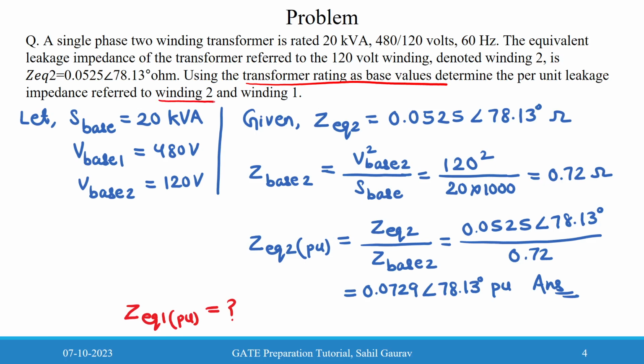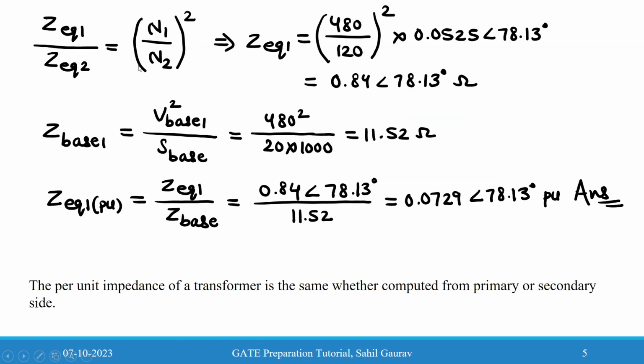Now we have to find the per unit leakage impedance referred to winding 1. So how can we find this value? Can anyone tell? Sir, in per unit both are the same, no, sir. Yeah, very good. So both are the same. This is the advantage of per unit values. Now if anyone wants to prove this, you can prove it also. So I have proved it here.